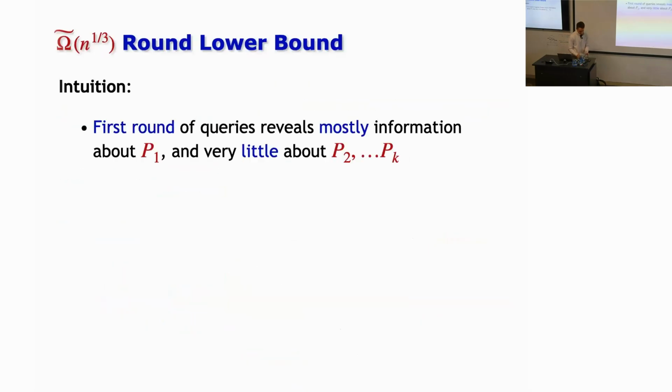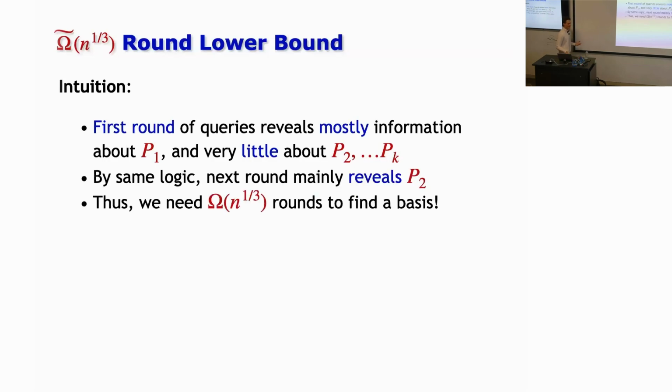So the point is that when you make this first round of queries, it's basically only revealing information about part P1 and very, very little about these other parts P2 through Pk. Now you're just going to iterate the argument. In the next round, you're basically only learning information about P2. After that, you're only learning information about P3, and so on. The number of parts in the partition matroid was n to the 1/3, and so naturally this gives you an n to the 1/3 round lower bound for finding a basis of this instance.